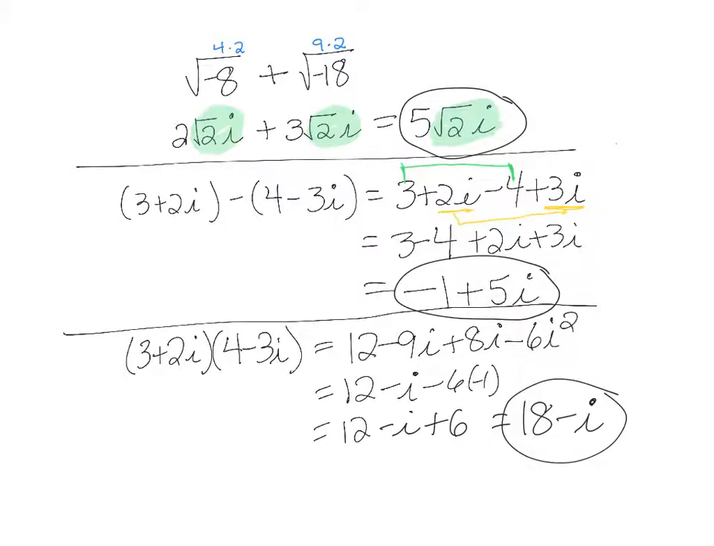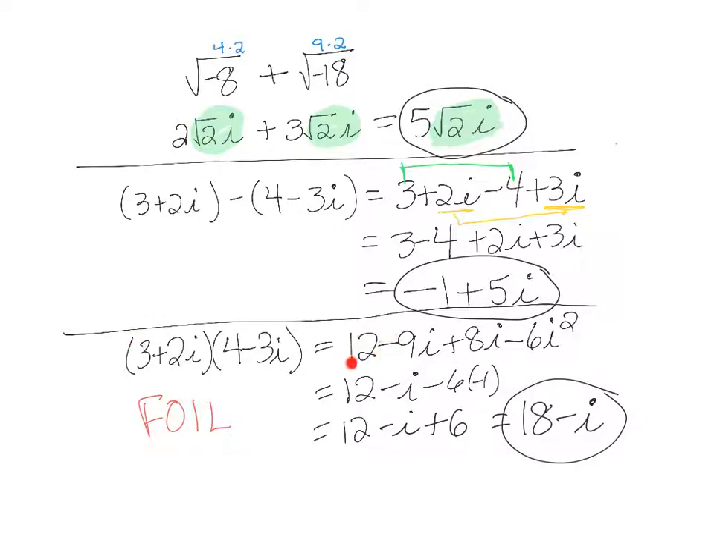Now, what if you're multiplying? You see, when parentheses touch each other, that indicates multiplication. But with these complex numbers, you actually have to go back to your FOIL method, because those are not like terms inside the parentheses. So we're going to do the first times the first.